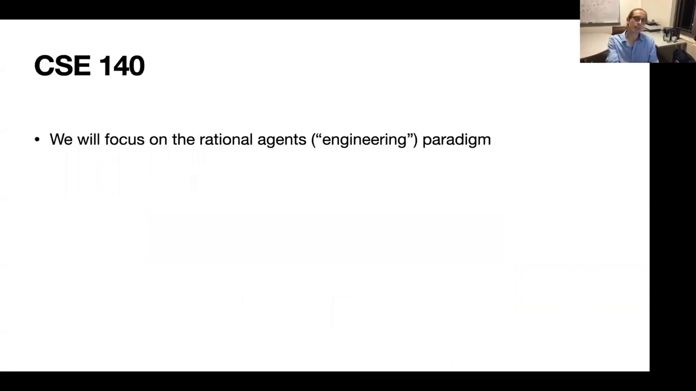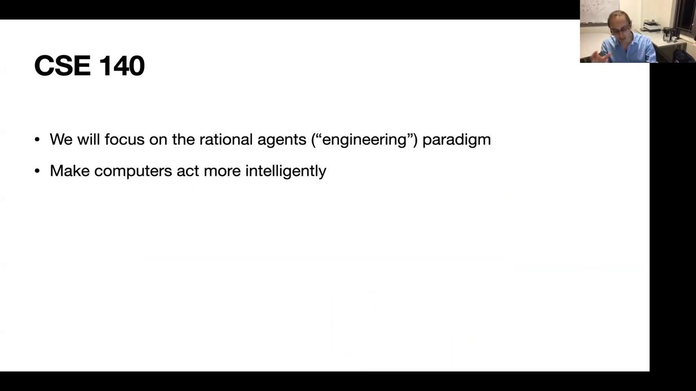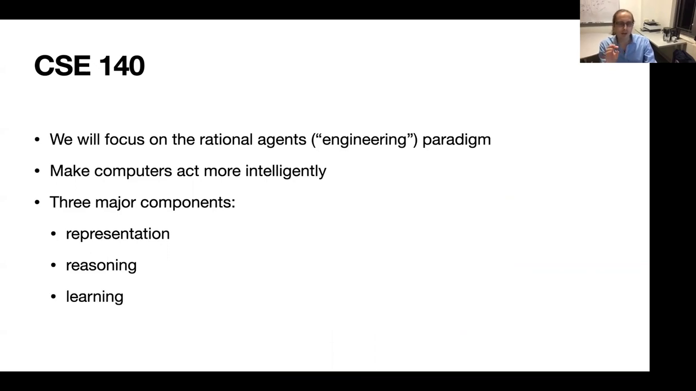One thing in this course is that we will focus on the rational agents paradigm. We'll talk a bit more in the next class about what we mean by rational agents, but they're just agents that act rationally according to some utility function, basically. And we have three major components in the course. We have representation, how we're going to represent the problem in a particular structure. Then reasoning, how we are going to reason given that representation, and finally learning, how we are going to learn in that particular environment given that representation. So these will be three components we will cover a lot in the course.